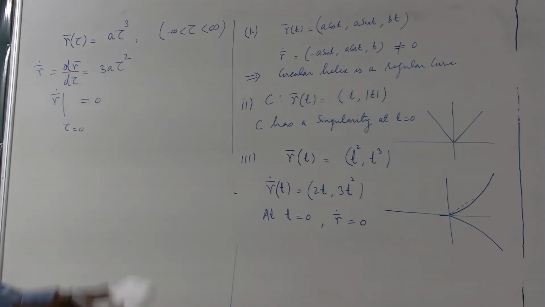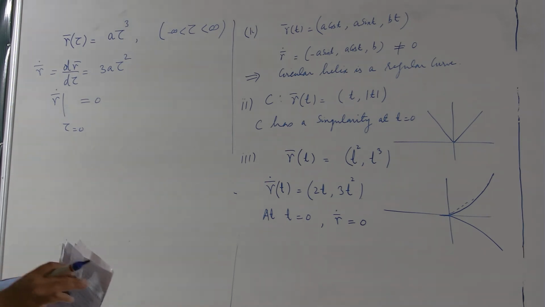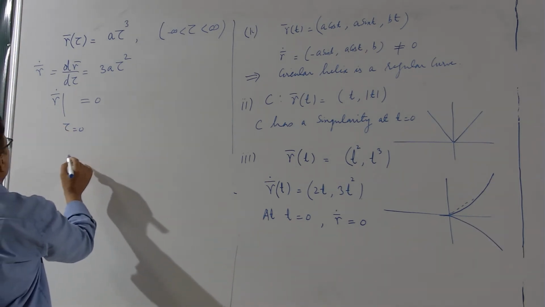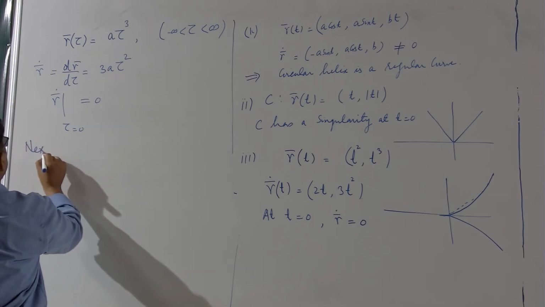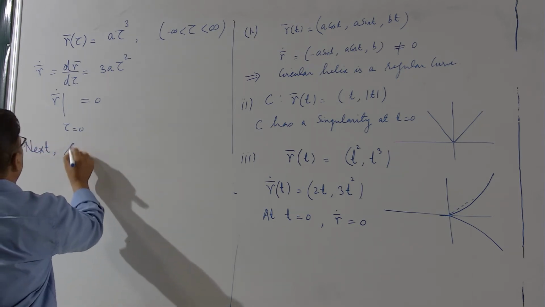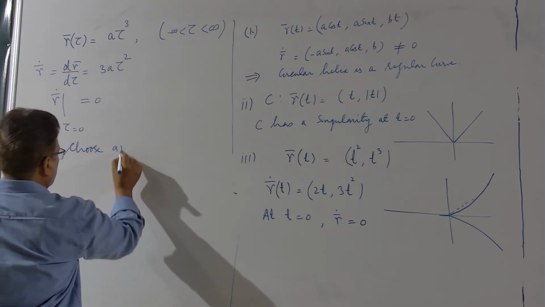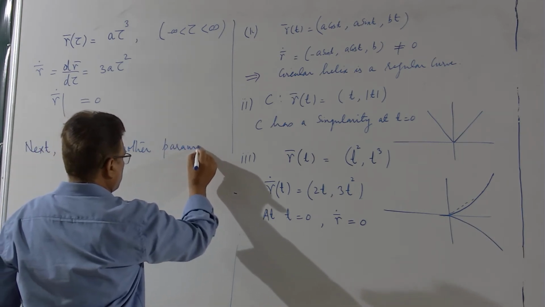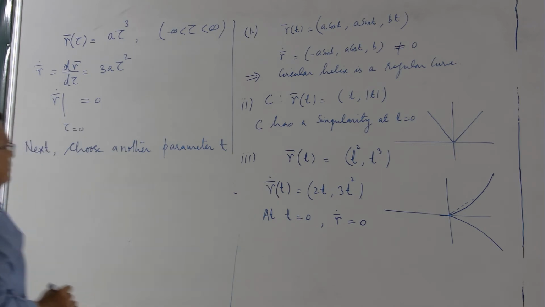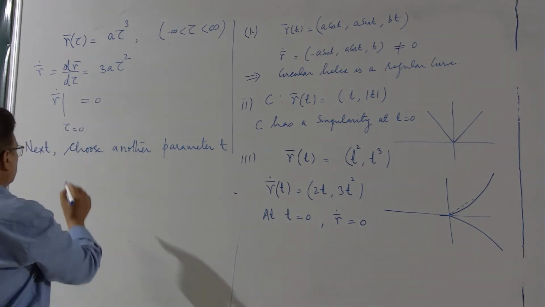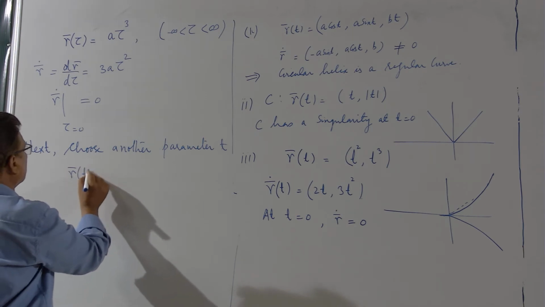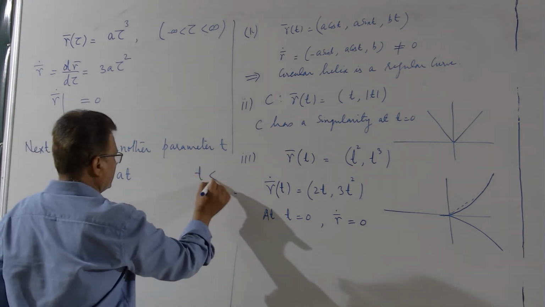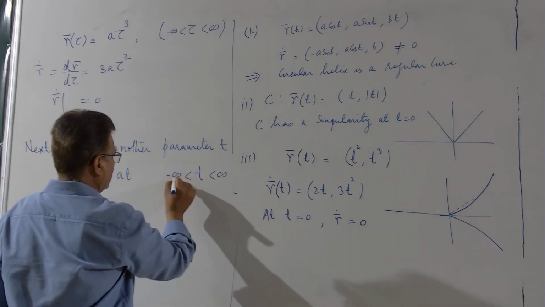Now, sometimes you can change the parameter, and the image of the curve will not change. So if I choose some other parameter t, next, choose another parameter t. Okay, so say r(t) equal to some a times t, and now t varies between plus infinity and minus infinity.